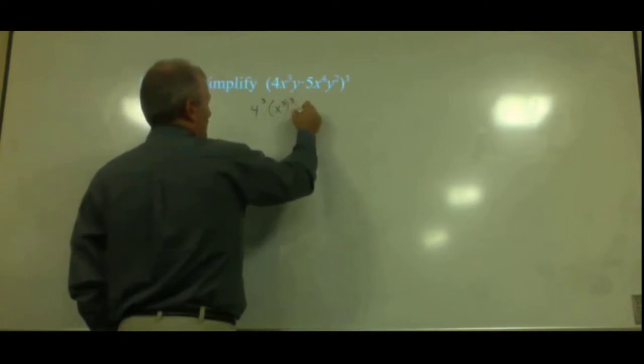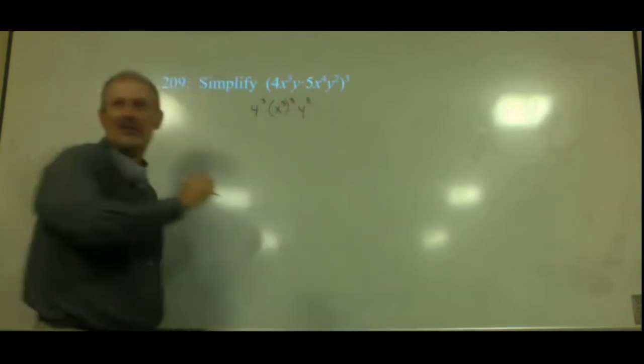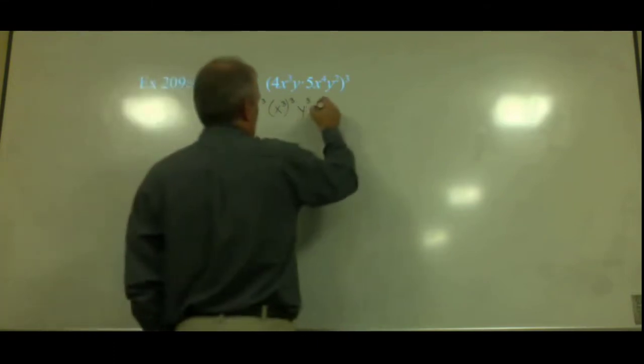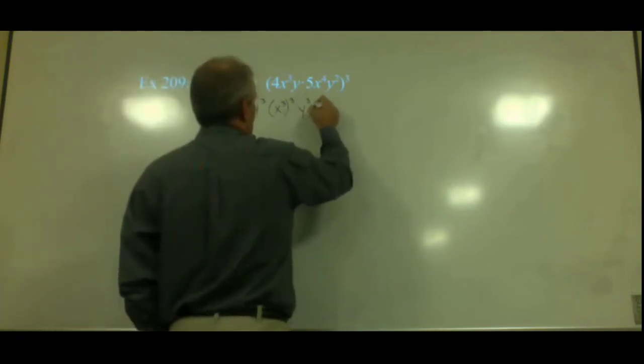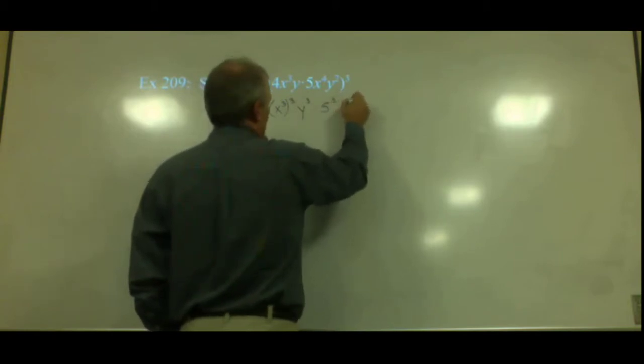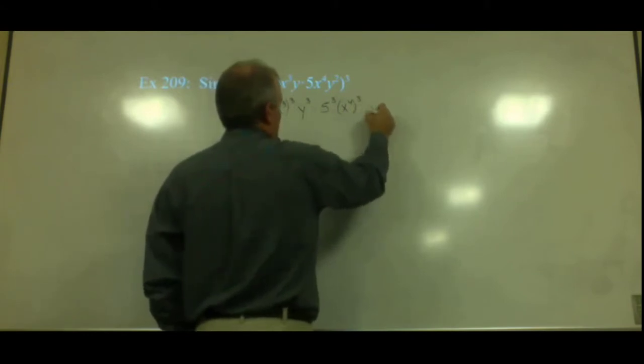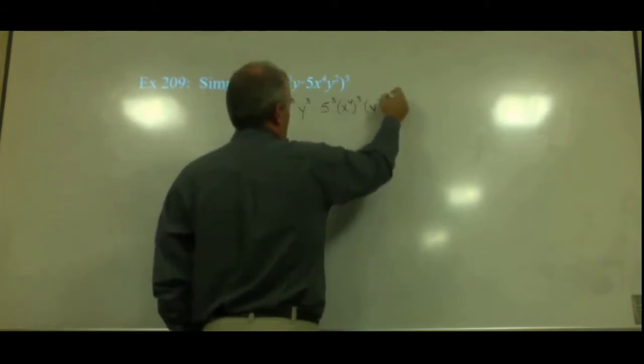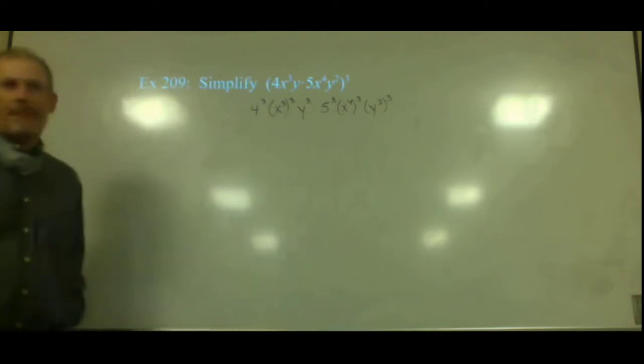Does it make sense? I don't need the parentheses on the y. It'll just be y cubed. And then 5 is cubed. And then we have x to the 4th gets cubed. And then we have y squared gets cubed. Okay?